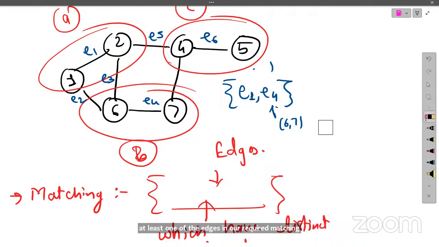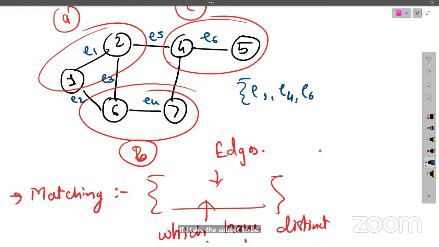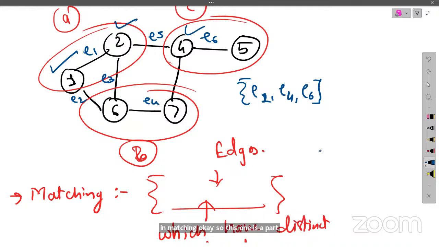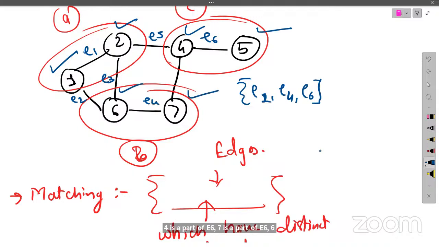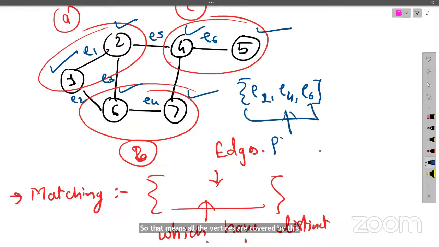So for example, here, if I take the subset to be E1, E4, and E6, right? Now, what is happening? This vertex is a part of edge E1, so that means this is covered. As we are covering edges in vertex cover, similarly here we are covering vertices in matching. So 1 is a part of E1, 2 is also a part of E1, 4 is a part of E6, 7 is a part of E6, 6 is a part of E4, and 7 is a part of E4. So that means all the vertices are covered by this particular matching. Such a matching is known to be a perfect matching.